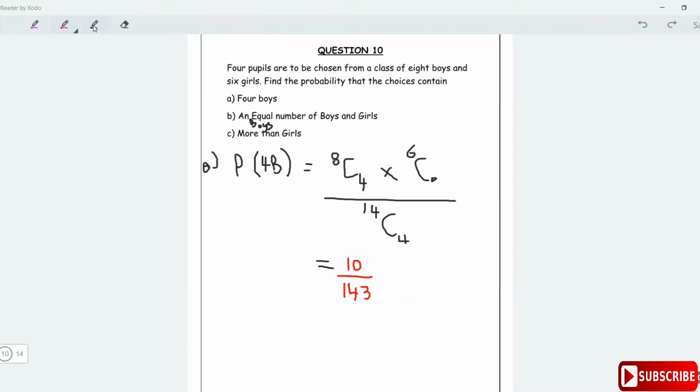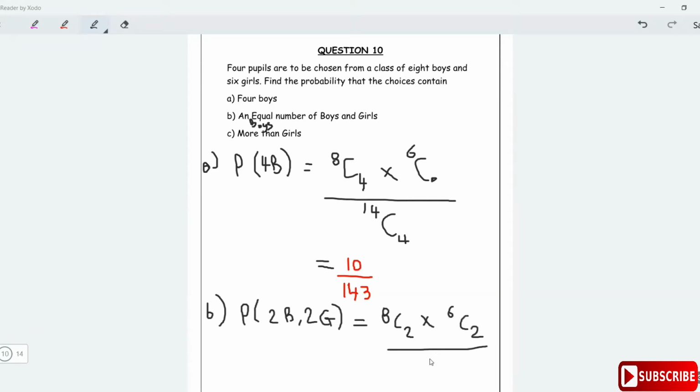Right. Now the next thing that we want to work out, it says part B. It says an equal number of boys and girls. So to get an equal number of boys and girls, that means you're choosing 2 boys and you're choosing 2 girls. So to find the probability of choosing 2 boys and 2 girls, that means from the 8 boys we are choosing 2, multiplied by, from the 6 girls we are choosing 2, divided by, we're choosing 4 from the 14 students.